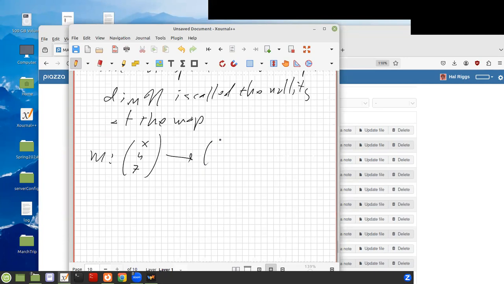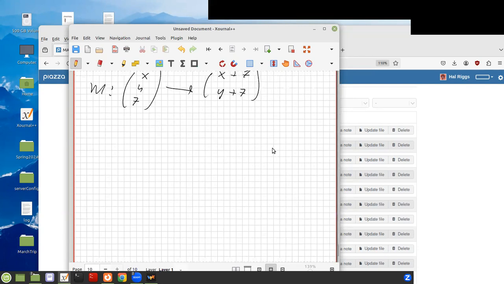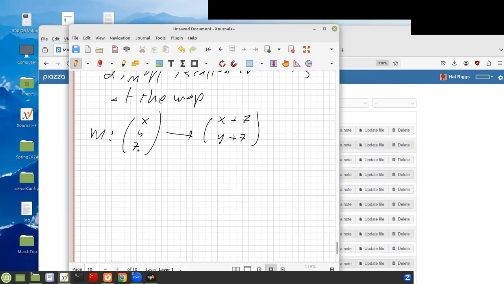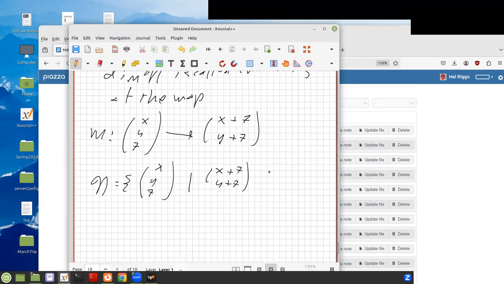Even if the name changes, x plus z, y plus z, and ask, well, how do we... so the null space is basically a set of domain vectors, x, y, z, such that x plus z, y plus z equals 0, 0, equals the 0 vector. So this is the linear system. So we have to solve this linear system to find the null space.